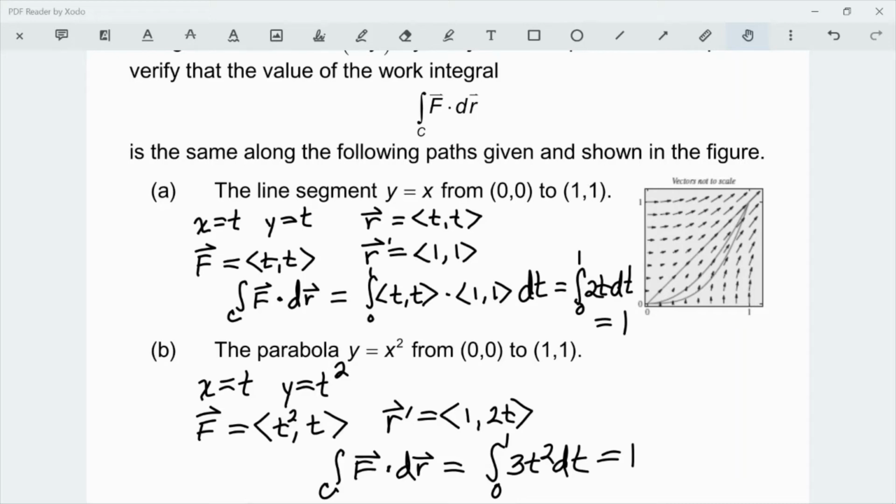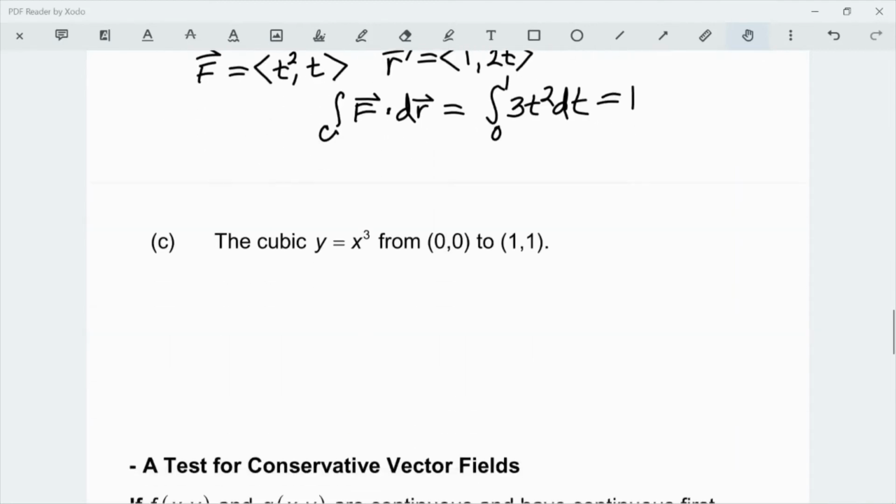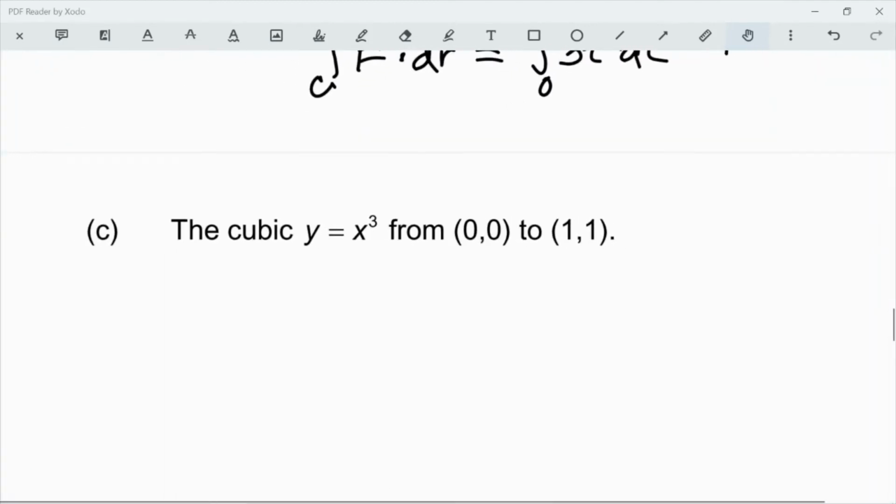This one we went along y equals x for part A. This one we went along y equals x squared. Let's try one other path. Let's say we went along this cubic path.